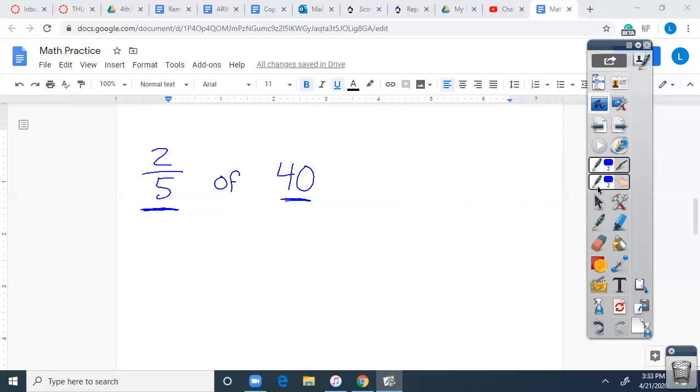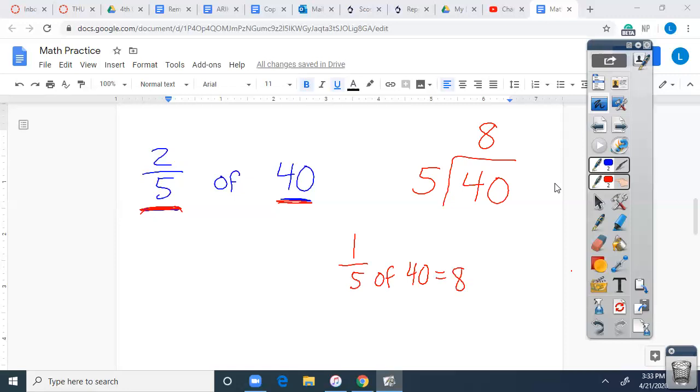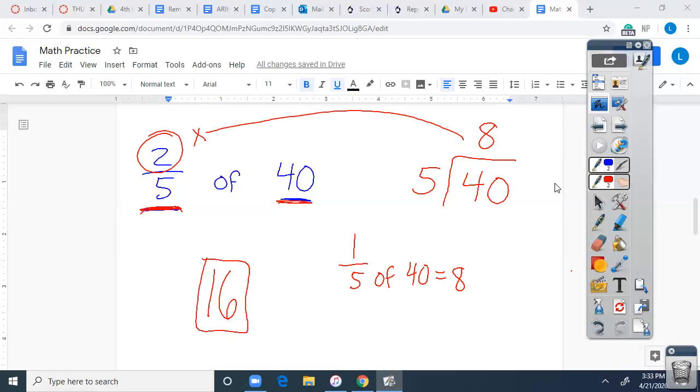So this is a 2-step problem. The first thing that you're going to do is take this number right here. So you got 40, and you're going to divide it by the denominator. Divide it by 5. 5 goes into 40 8 times. So that means 1/5 of 40 equals 8. But we need to figure out 2/5 of 40. So we are going to do 8 times 2, which is 16. So 16 tacos had tomatoes on them. If 2/5 of 40 had tomatoes, then 16 of them had tomatoes.